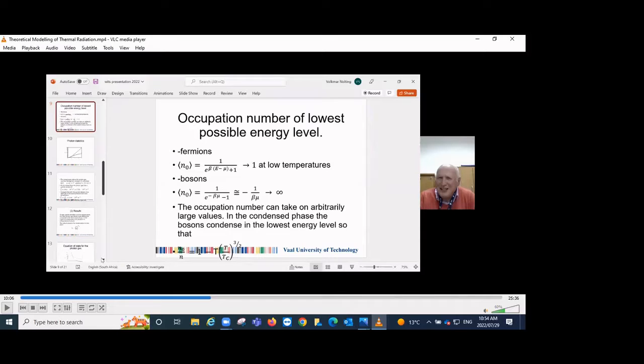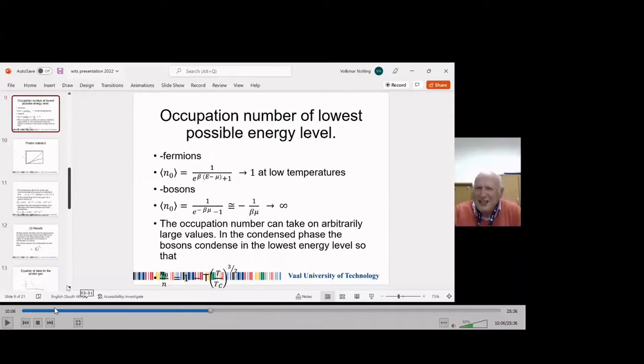If one plots this as a function of T, one obtains a phase transition from the vapor phase into the liquid state, and the condensed phase describes Bose-Einstein condensation. What kind of phase transition that is, we will see later on during this presentation.